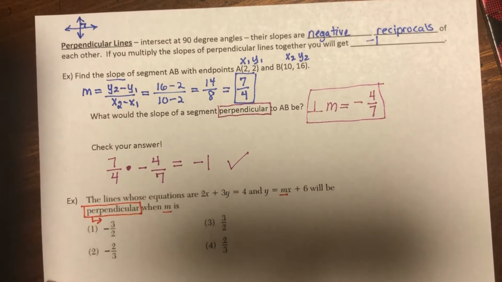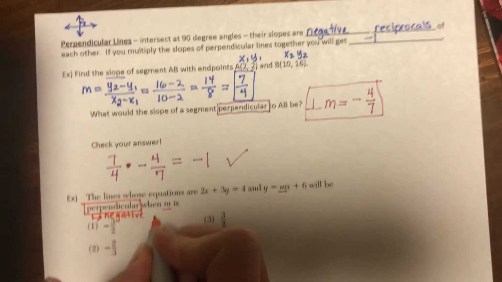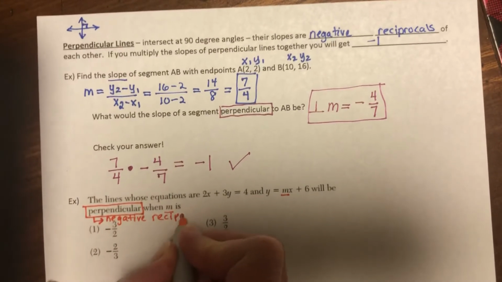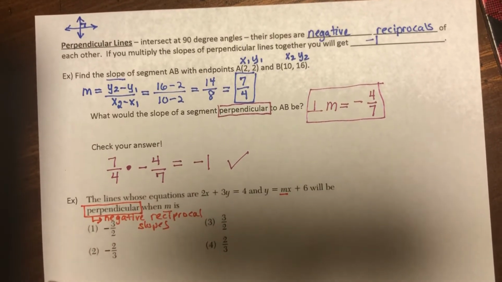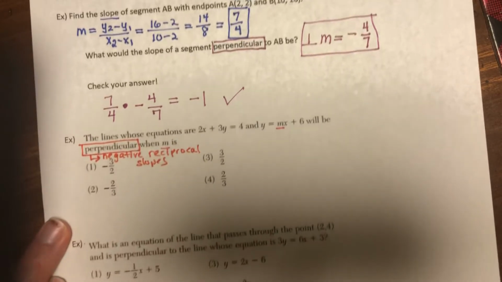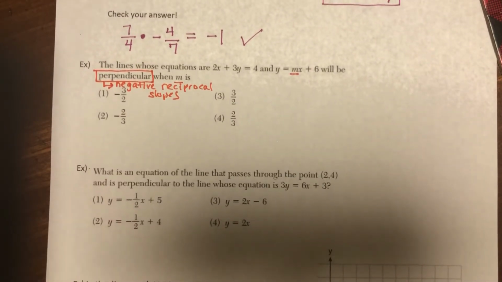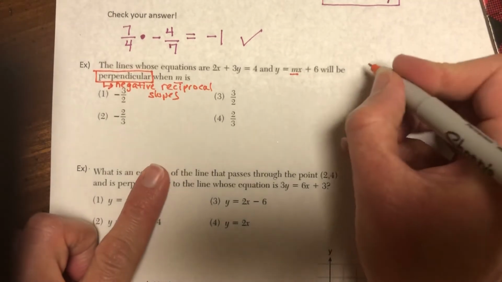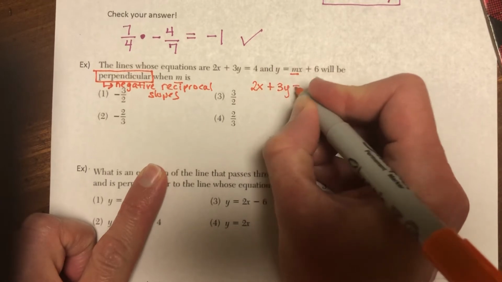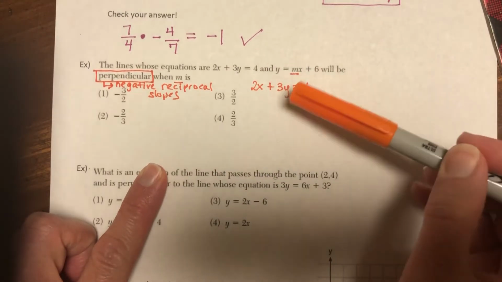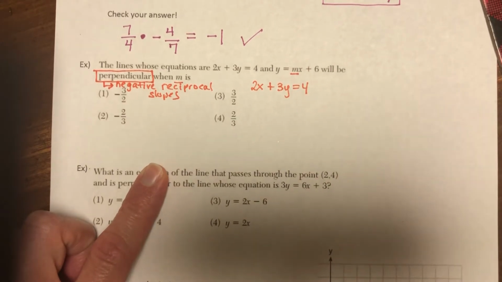So whenever we see perpendicular for our key word, we want to start thinking negative reciprocal slopes. Okay, so we're going to try to find a negative reciprocal slope to the slope of the original line. All right, so if we look at the original line, it is 2x plus 3y equals 4. Now, if I could find the slope of this line, all I need to do is take the negative reciprocal of it to get the m that I need in the other line.